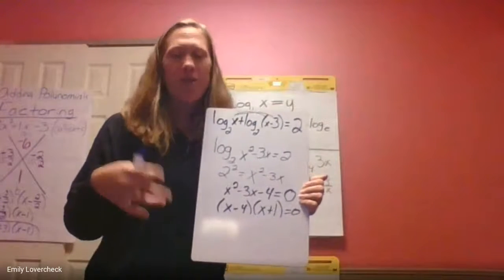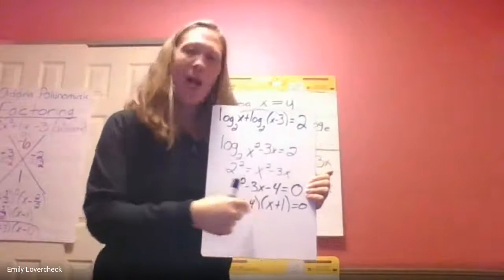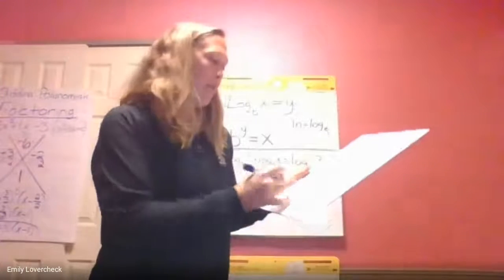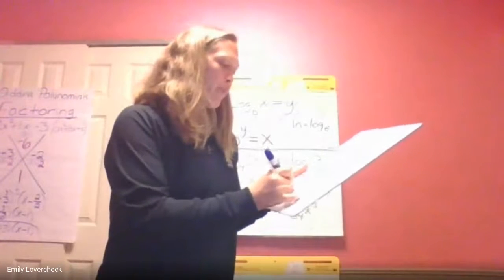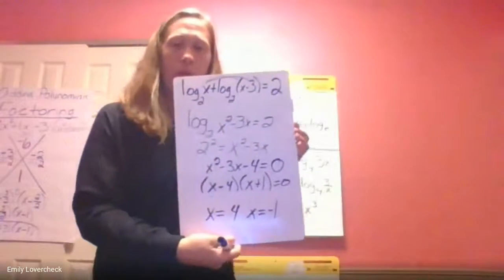So from here, which is funny, I'm doing this in Algebra 1 as well, I'm going to use the zero product property to solve each one of these binomials, okay? So I end up with x equals 4 and x equals negative 1. So I set those equal to 0.